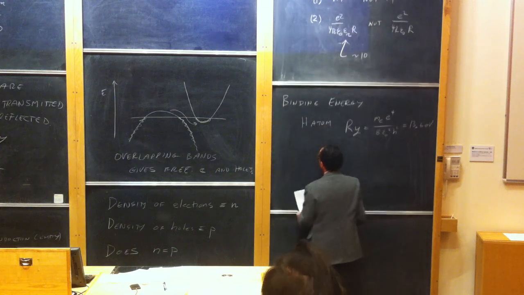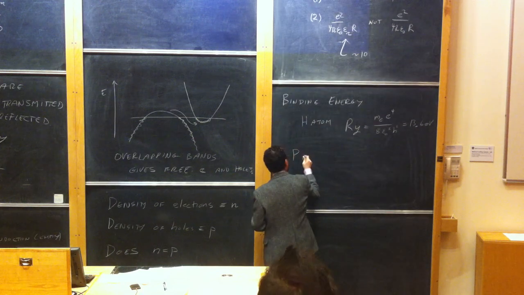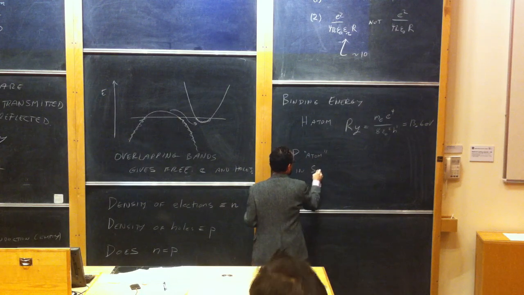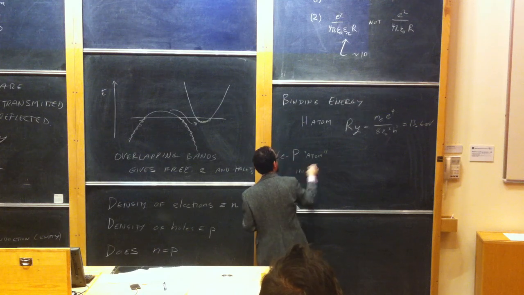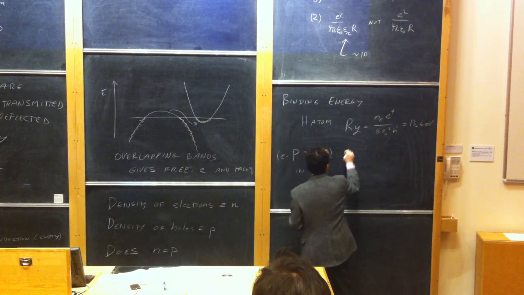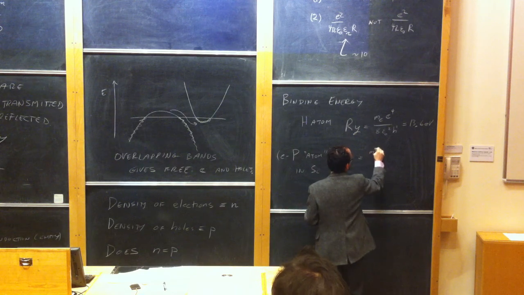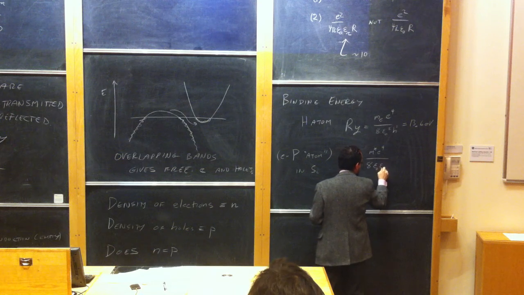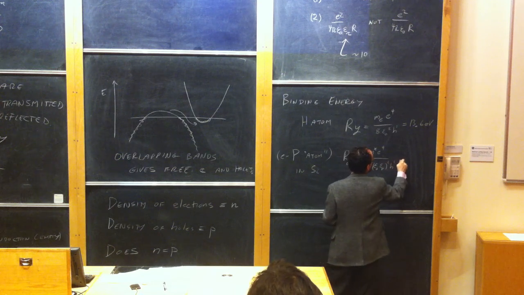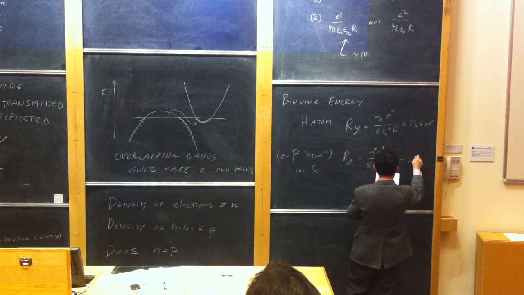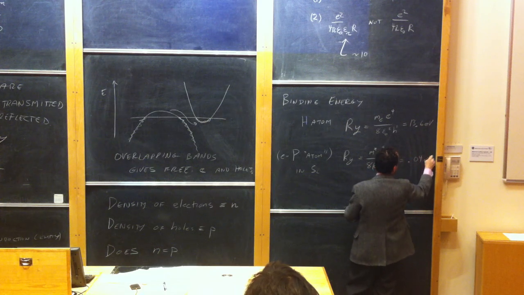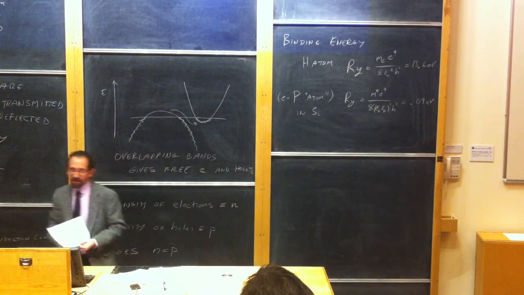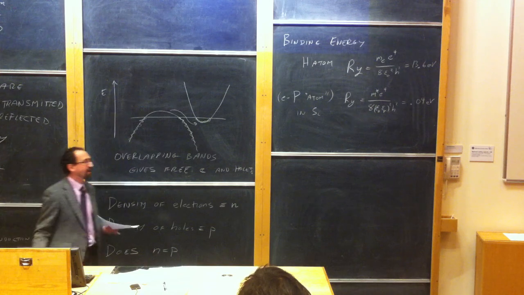Whereas here, this is a phosphorus atom in silicon, or maybe an electron on a phosphorus atom in silicon. The Rydberg is now m star e to the fourth over 8 epsilon naught squared times epsilon relative squared h squared, which is about 0.04 eV. Much smaller. So it's a very small binding energy. So the electron is only very weakly bound to this phosphorus atom.